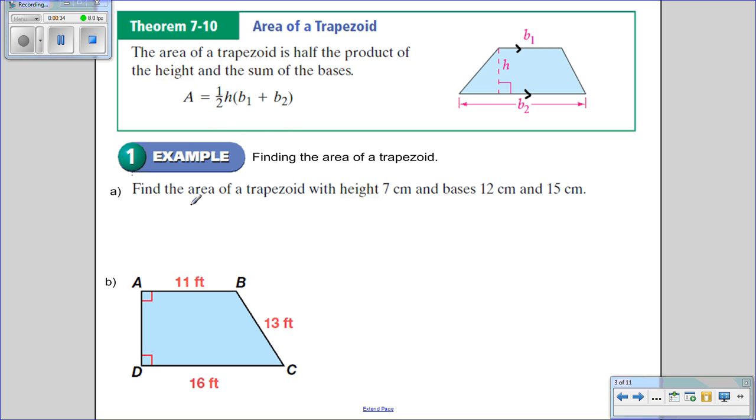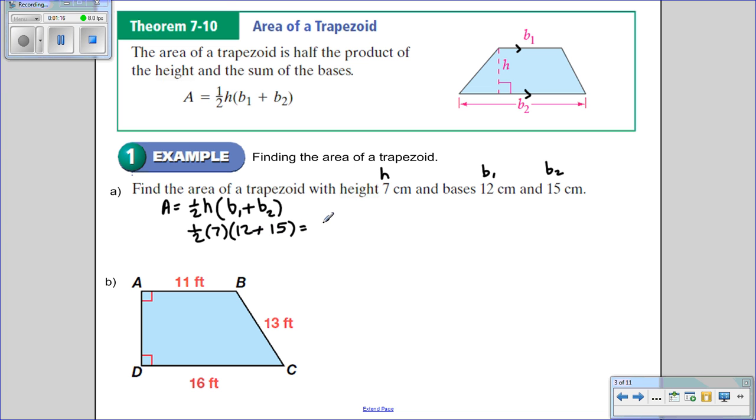So let's take a look and see how that works. Letter A says, in example 1, find the area of the trapezoid with height 7 and bases 12 and 15. So let's go ahead and write out that formula. It's 1/2 the height times the quantity base 1 plus base 2. Now I know the height is 7, and the bases in no apparent order can be base 1 and base 2, and we're just going to plug those in and calculate. So the height was 7, and in here we have base 1, 12, plus base 2, 15.